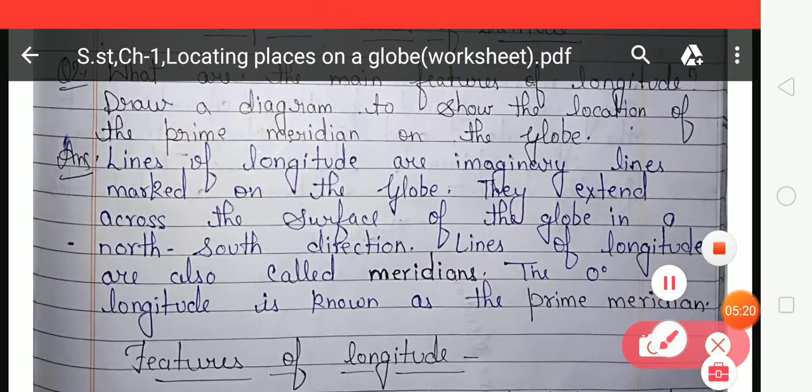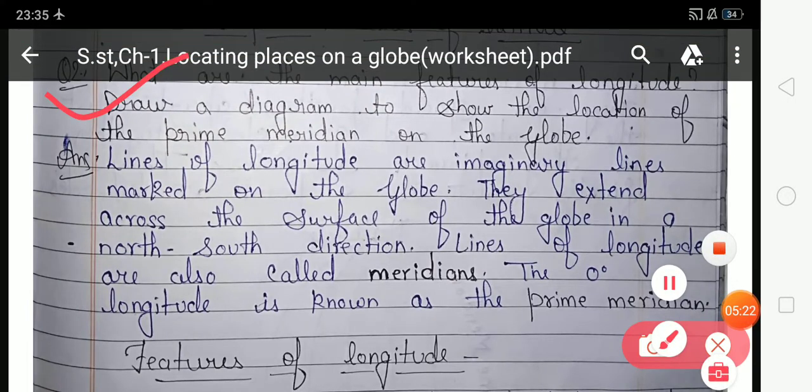Question number 2 is, what are the main features of longitude? Draw a diagram to show the location of the prime meridian on the globe. So student, in this question you have to explain about lines of longitude and the features of longitude. So look at the answer.